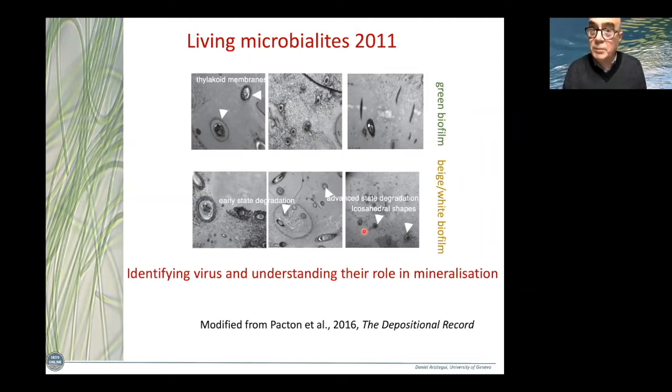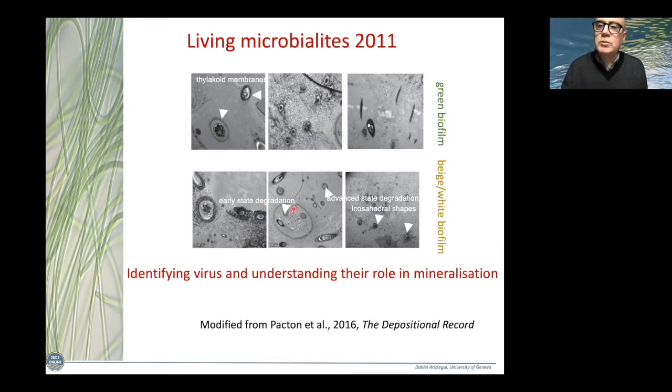The role of virus is still not very well understood, and their role in mineralization is even more difficult to explain. Some people claim that they are associated with the formation of the carbonate, while others say that they are actually degrading the organic matter and are not that important in the precipitation of the mineral phase.